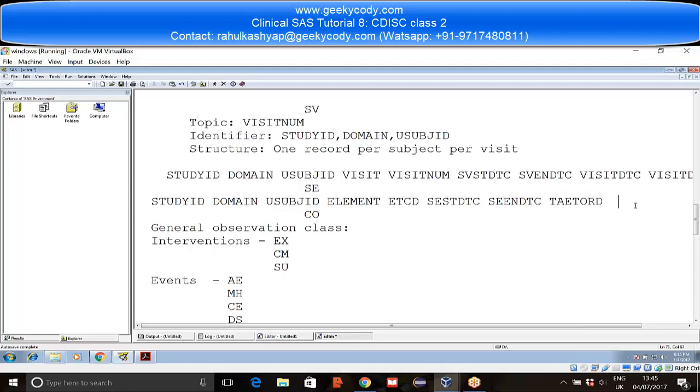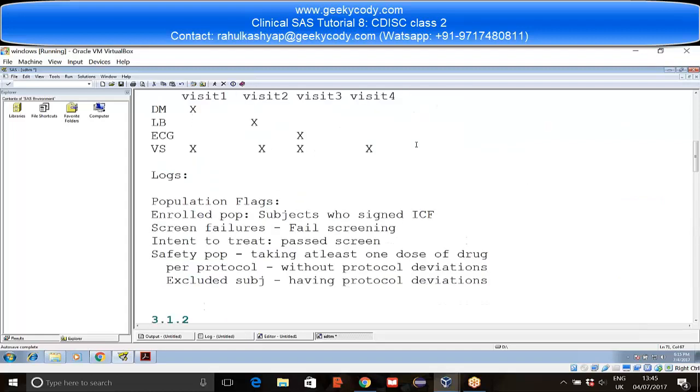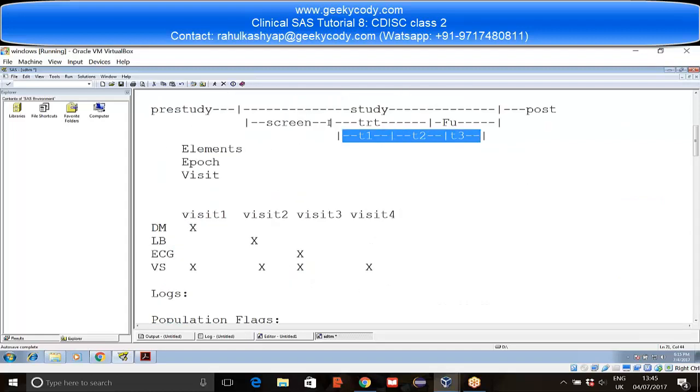And then epoch. Epoch I told you, right? Multiple elements will form a single epoch. Suppose here you had three or four treatments. All those treatments, treatment 1, 2, 3, 4, are the elements, and treatment is an epoch. Screen, treatment 1, 2, 3 and follow-up are the elements. Treatment is an epoch. Grouping of these three elements is called an epoch.